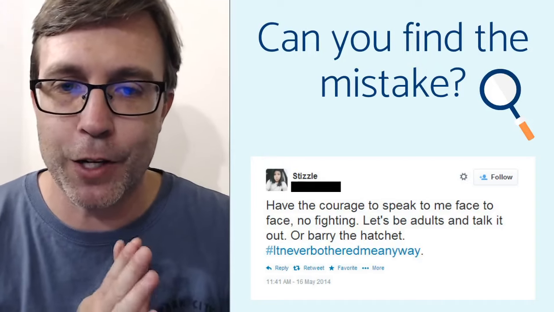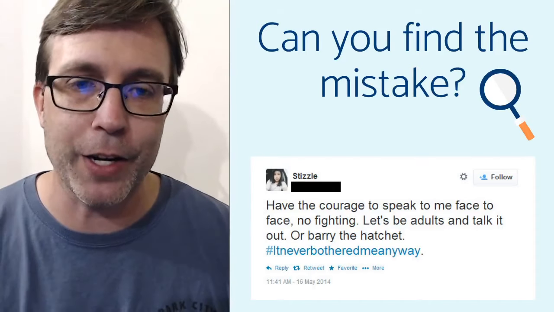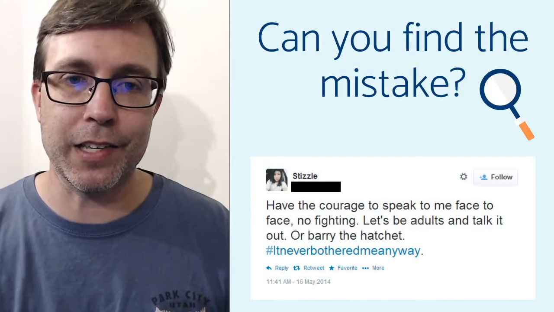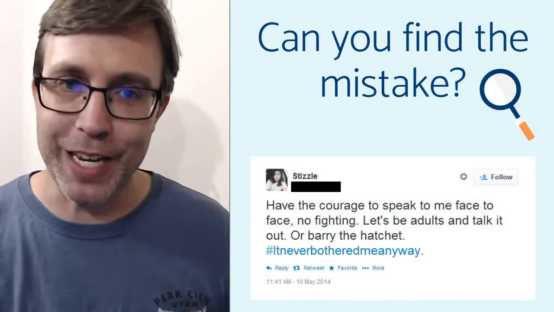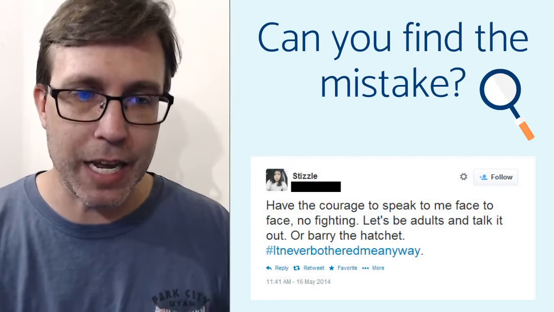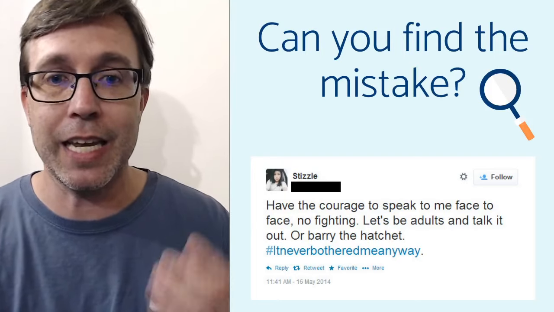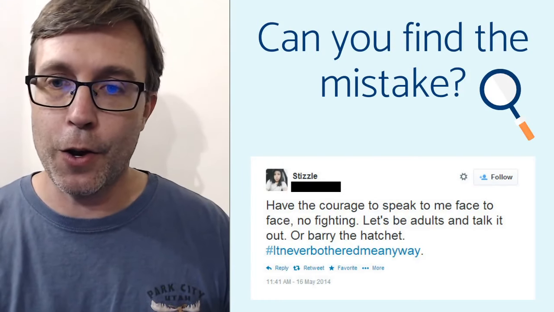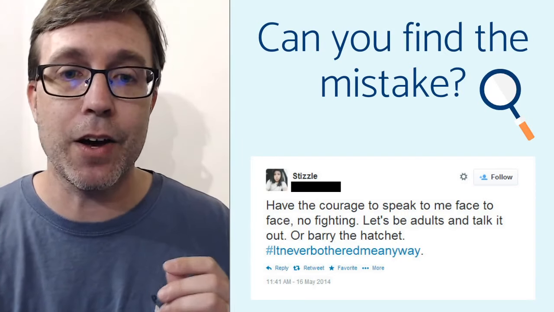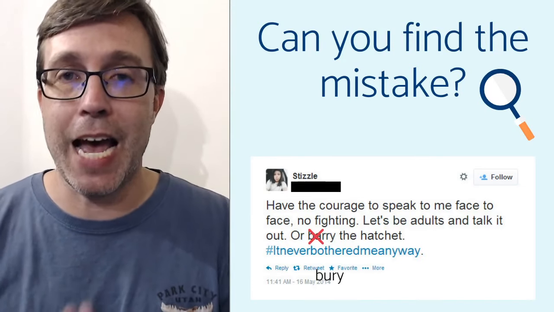So this one: "Have the courage to speak to me face to face, no fighting. Let's be adults and talk about it, or Barry the hatchet." All right. What do you think is the mistake with this tweet? There's one real big mistake that hopefully you can identify, and this is actually an idiom, an English idiom. So I hope that you are looking at that spelling, that Barry. That is the mistake.